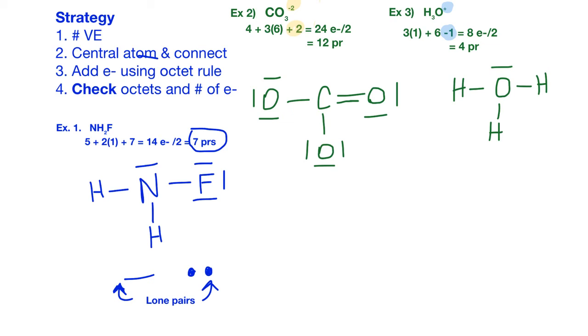So that's fine. Then I double check my total, so then the total for example 2 would be 1, 2, 3, 4, 5, 6, 7, 8, 9, 10, 11, 12 pairs, and then on example 3 it should only be 4 pairs, 1, 2, 3, 4.